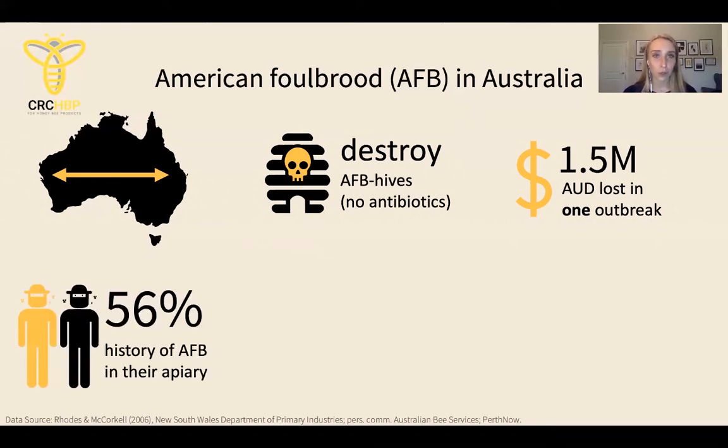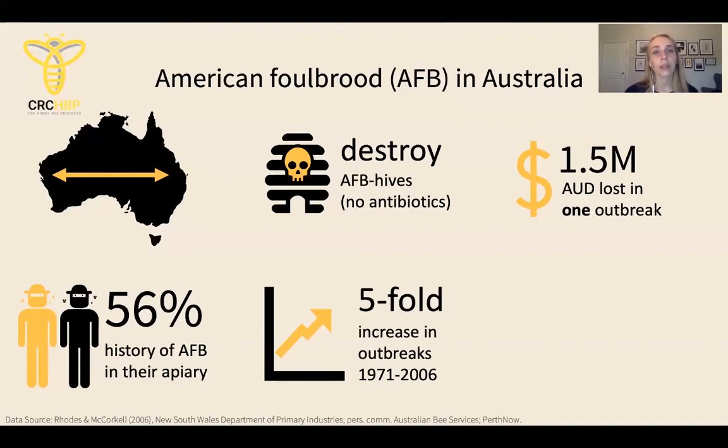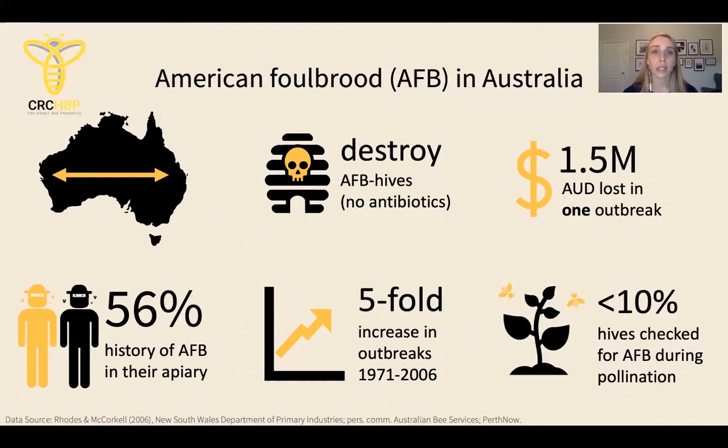Based on a survey from 2006, 56% of beekeepers had a history of AFB in their apiary. So it's quite likely that as a beekeeper, you will experience an outbreak of AFB at some stage. That same survey also indicated that AFB is on the rise, with the number of AFB outbreaks increasing fivefold between 1971 and 2006. And AFB is continuing to be a problem, particularly as we increase pollination services that see beekeepers and hives coming together from all over Australia, but only about 10% of them are being checked for AFB.